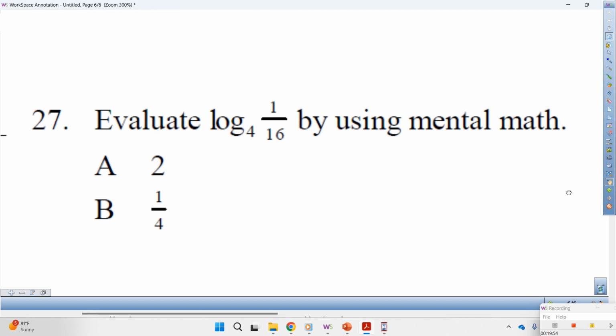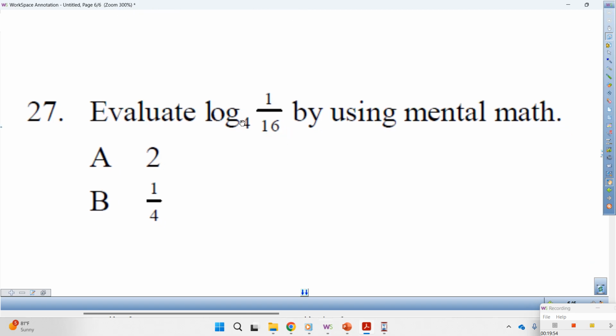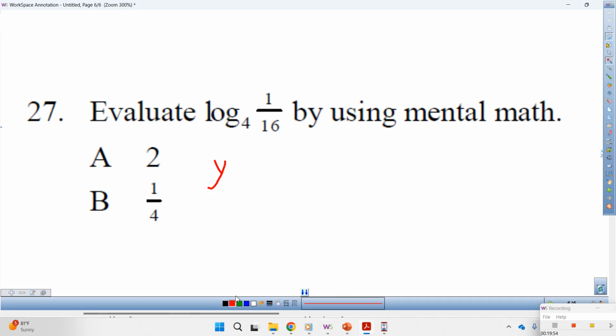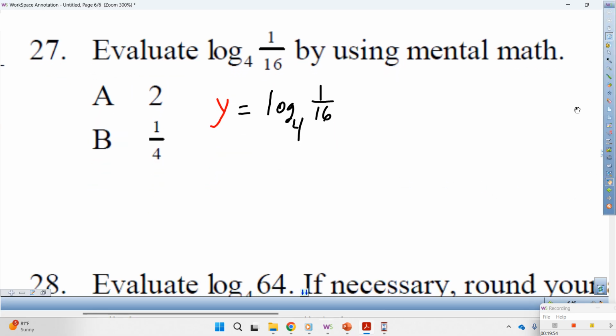Go to number 27. Evaluate the log base 4 of 1 over 16 by using mental math. Woo. All right. However, we're not going to use mental math. Let's use some mathematics. Let's set this equal to y: y equals log base 4 of 1 over 16. So what do we do then? Change it into exponential. Is that correct? So we end up with 4 to the y equals 1 over 16.